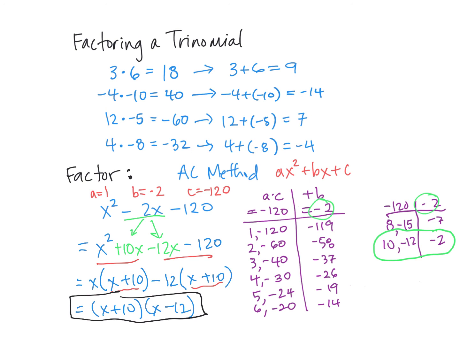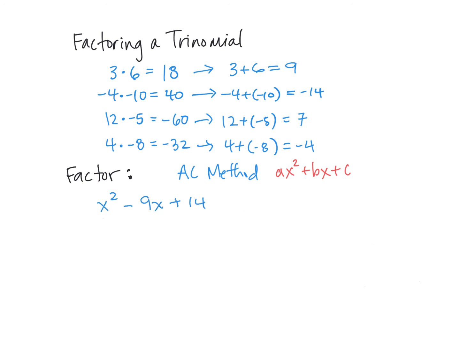Okay, one more. Let's factor x squared minus 9x plus 14. All right, once again, A equals 1, B equals -9, and C equals 14. So let's multiply A times C together. +1 times +14 is +14. And let's find the factors of 14 that are going to add up to be my B value, -9.